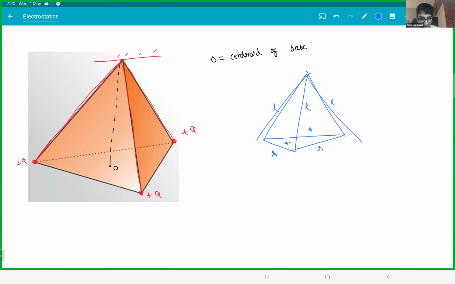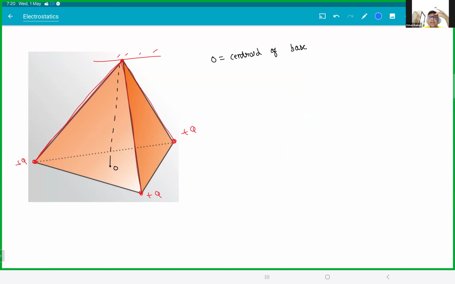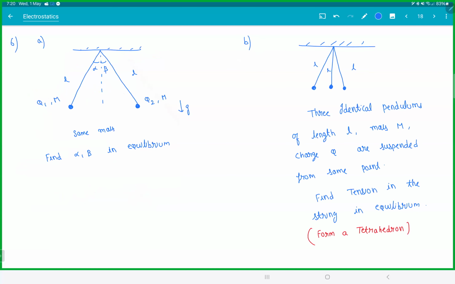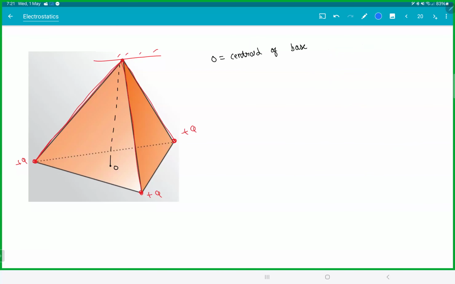Sir, imagine that the charges are really heavy. I got your point. That's not what I'm saying. We have to give it enough to form a tetrahedron. So let's assume it's a tetrahedron because we can't actually solve it.